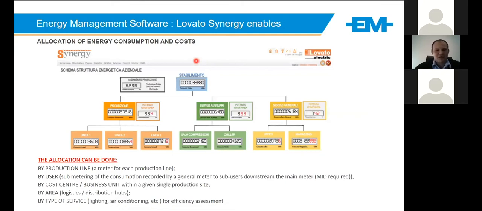So what does Lovato Synergy enable? In our example here, on a custom page, I can have variable lines or cost centers or departments, energy consumption being displayed in real time and then presented back to a total. So going down to levels of production lines, users, cost centers, an area, or a type of service. I could have a combined variable for lighting usage versus general plug usage, as an example. Again, these pages are customizable with widgets already available and linking the correct variable to that page.